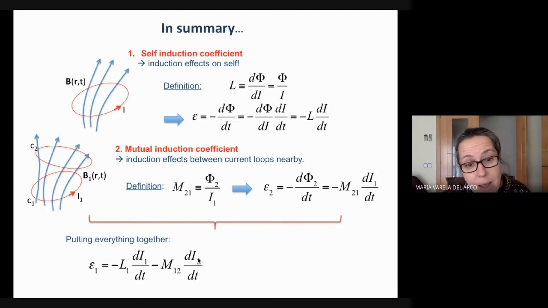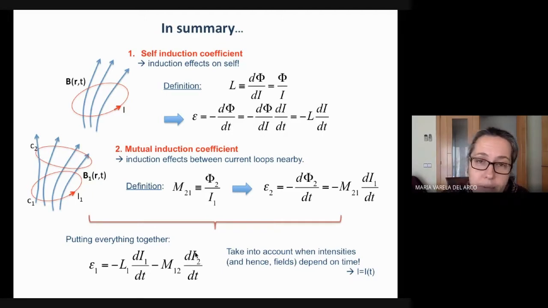And in this case, I will have to obviously here put the intensity in number 2, assuming there is any intensity. And goes without saying, these are effects that must be taken into account when intensities and hence the resulting magnetic fields depend on time. All right. So like I said, this is typically during transients, during periods where things are changing over time, charges, discharges, and things like those.